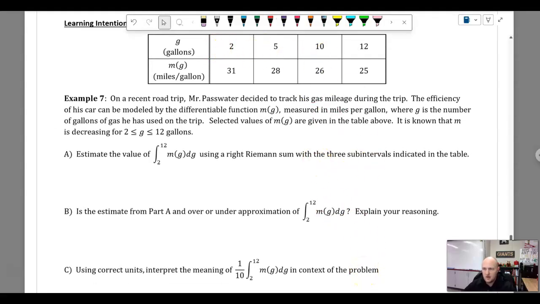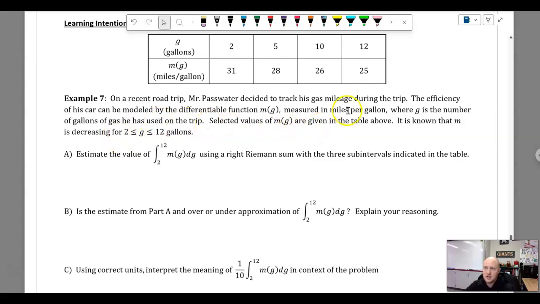form, and we have a table of values with gallons given, and then we have miles per gallon, which is a rate. On a recent road trip, Mr. Passwater decided to track his gas mileage during the trip. The efficiency of his car can be modeled by the differentiable function m of g, measured in miles per gallon, where g is the number of gallons of gas he used on the trip.